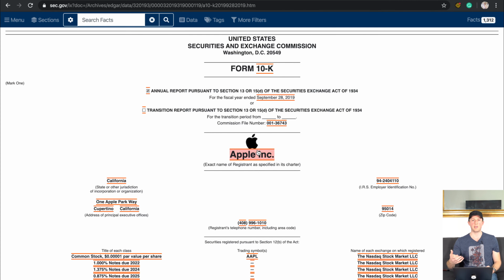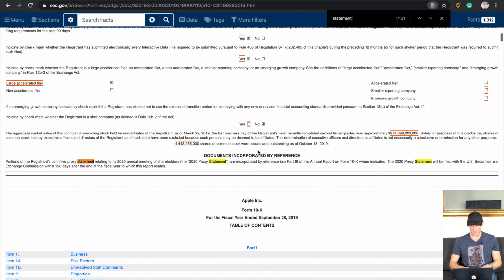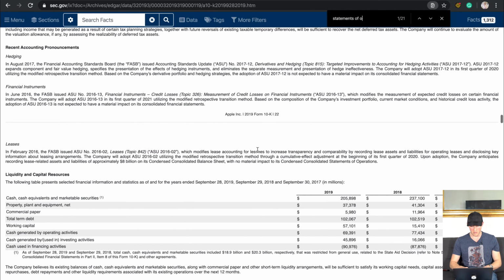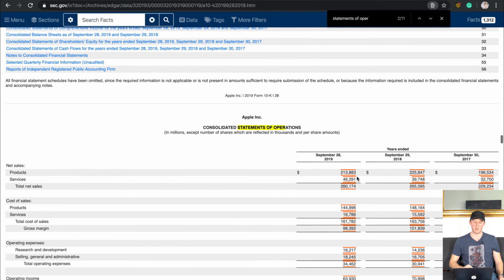Now the income statement or the profit and loss statement or the statement of operations, it's always called something different. Here with Apple, it is called Statements of Operations, I think. Yes, here we go. All right, so here we are with the Consolidated Statements of Operations.